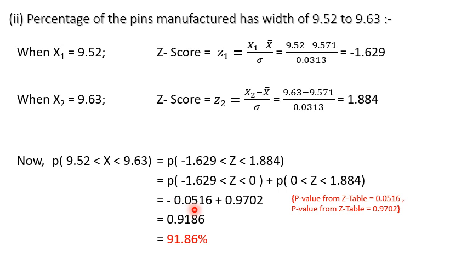This is the value at minus 1.629. From the z table we get 0.0516, and from the z table at 1.884 we get the area or p value equal to 0.9702. So the total area is equal to 0.9186, or we can also write that as 91.86 percent. So the total percentage of the pins whose width is between 9.52 to 9.63 is equal to 91.86%.